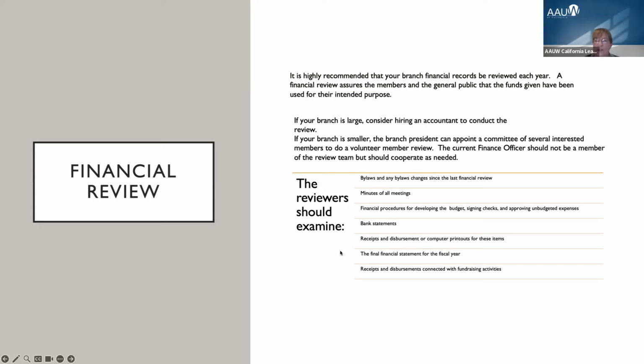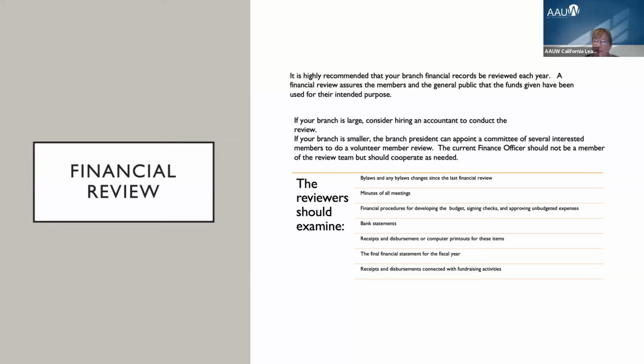So these are some of the review procedures. If you look at the bylaws, you look if anything's changed that would require the branch to do something differently. Look at the minutes of all the meetings. That shows that they're having meetings per their bylaws, and they have recorded what happened in those meetings. They look at the financial procedures for developing the budget. How did you do it?